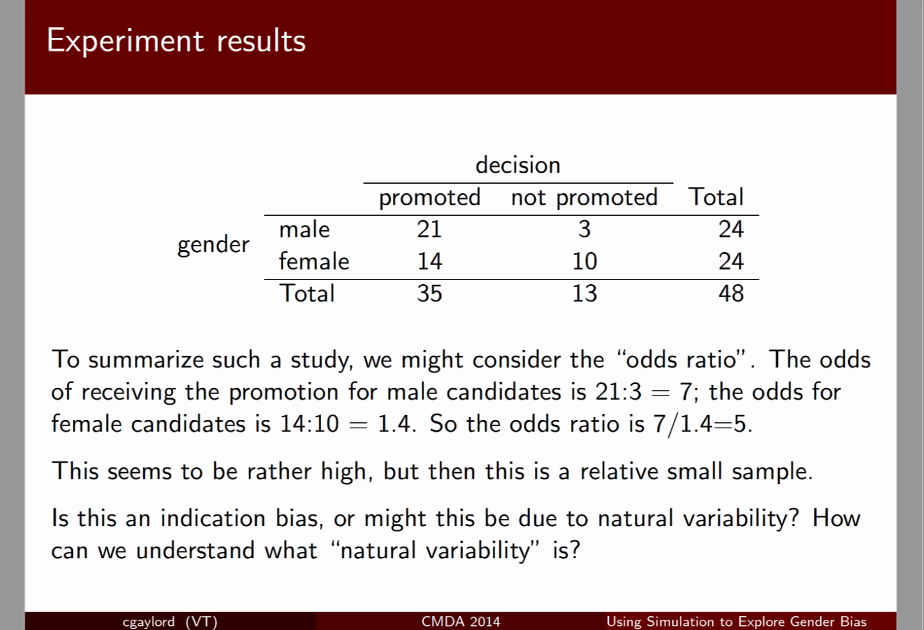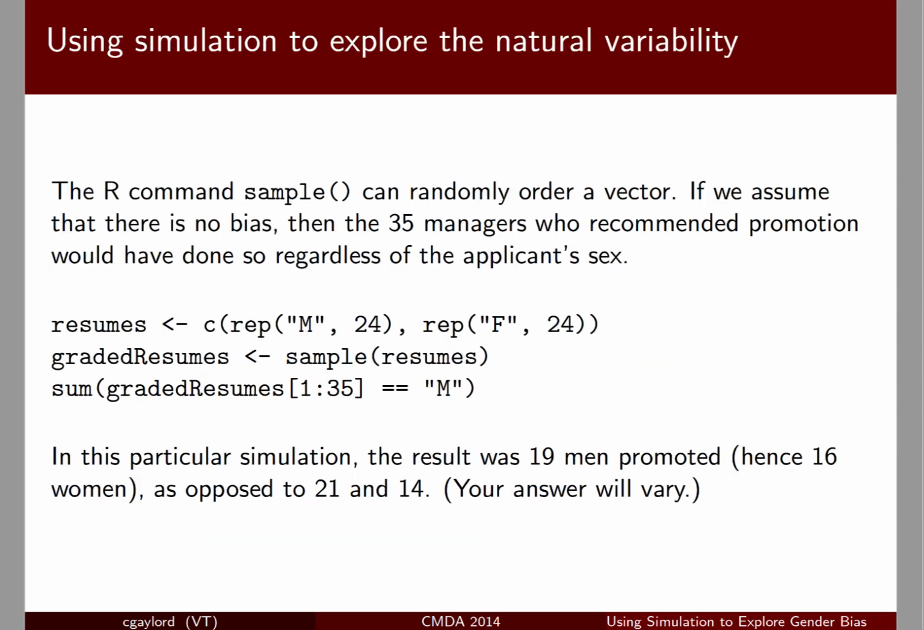If we were to reassign the resumes to a different group of 48 managers in a parallel universe, as it were, maybe it would have shuffled out differently. Maybe it would have been 14 males and 21 females, as it turns out. Well, let's see how likely that might be. This idea of natural variability is important in understanding the phenomenon in any statistical scenario. Well, R has a good way of doing this sort of shuffling for us.